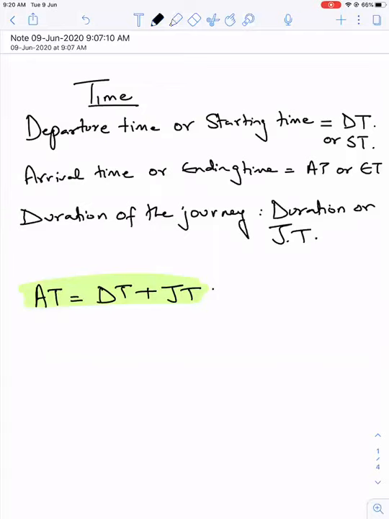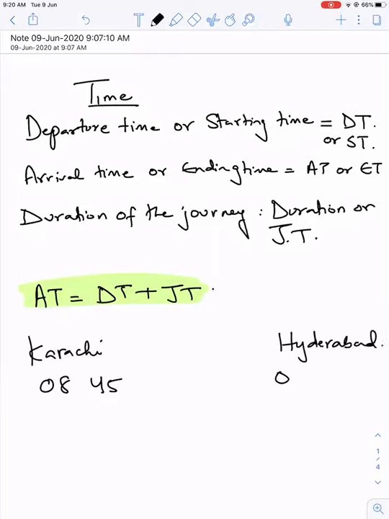If a journey starts from Karachi in the morning at 8:45 and it ends in Hyderabad at, say, 12:38, you need to find out the duration of this journey. The basic formula we know is arrival time equals departure time plus journey time. If we make journey time the subject, it becomes arrival time minus departure time.